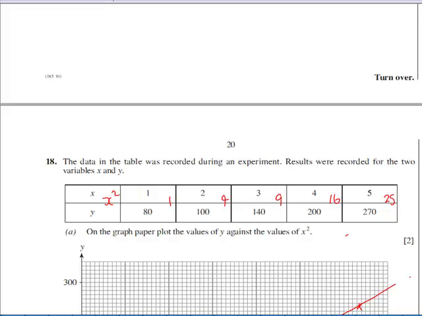In question 18, we're asked to examine a set of data from an experiment and the results are recorded as x and y. Now it's very important here that on the graph paper we had to plot values of y against x squared, and that's the key thing here.